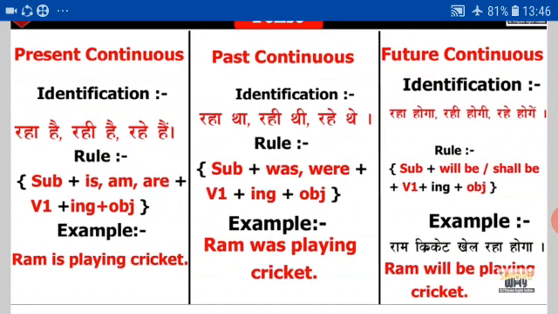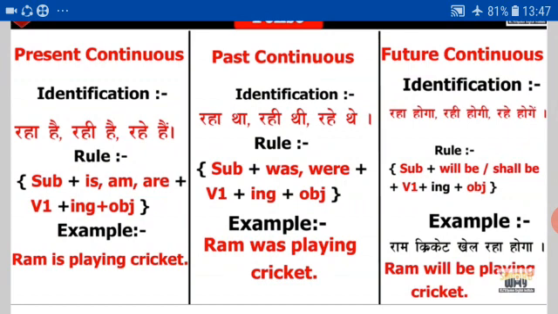Ram was playing cricket. For a singular subject we use was, but if we have a plural subject then we have to use were. And if we are using these sentences in negative, then we will use not after was or were. If we are using an interrogative sentence, then we will use was or were at the beginning of the sentence.